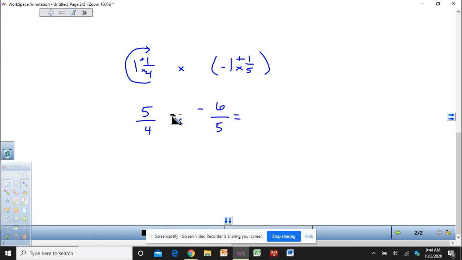And then you go top times top. So negative 30/20, which you can simplify down to negative 3/2. And then you're done. And that's how you multiply fractions.